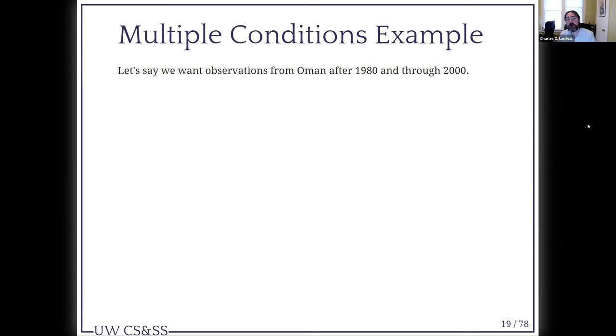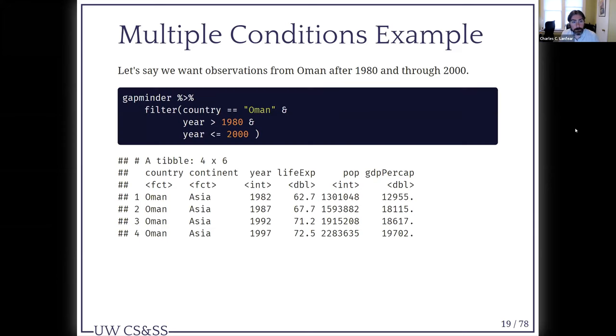So let's say that we want all the observations from Oman, but only after 1980 and through the year 2000. We could do something like this. I take the Gapminder data, and then I filter so that country is equal to Oman, and the year is greater than 1980, and the year is less than or equal to 2000. So I've said all three of these statements must be true because I have and signs with them. The resulting data look like this. I have 4 observations of Oman. The earliest one is after 1980, and the last one is the last observation that occurs up to the year 2000. So this is using multiple conditions to filter down to whatever you want.